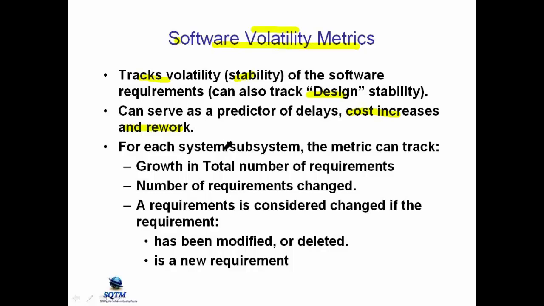For each of the system or subsystems, the metric can track the growth in the number of requirements. As we do the software requirements, we now have a better idea, and a number of requirement changes. And a requirement is considered changed if it has been modified or deleted or is a new requirement. Again, modified requirements or new requirements can lead to potential rework, which is costly. So again, the volatility metric or stability metric gives us an idea of the stability and design and the potential problems.